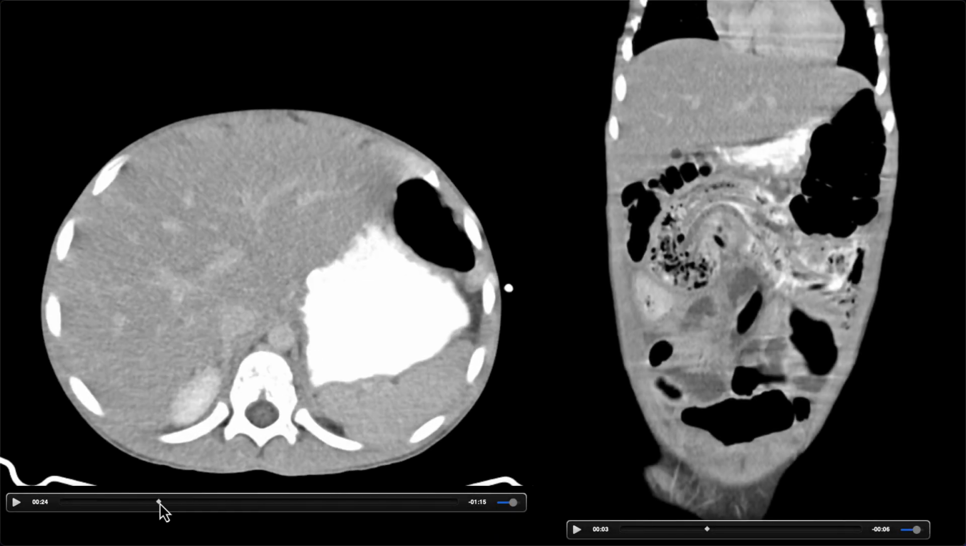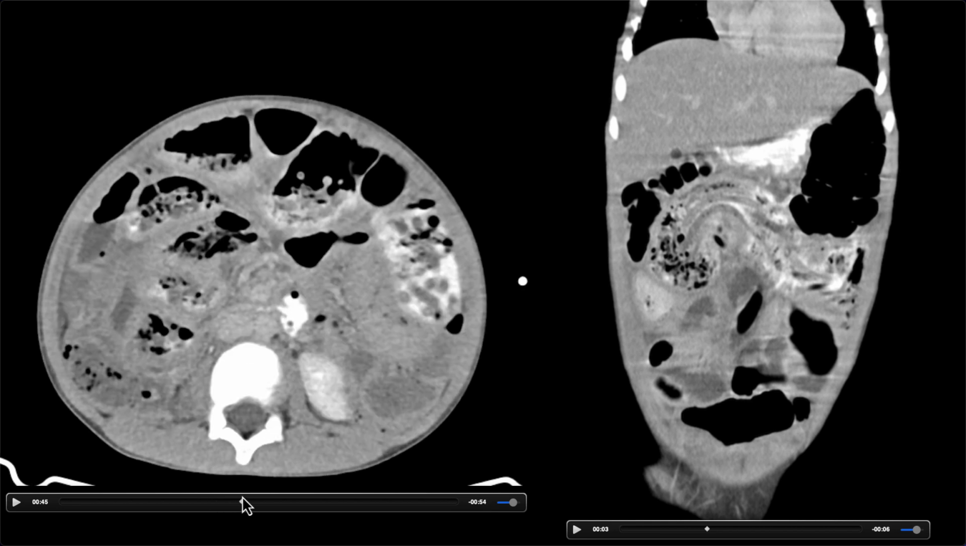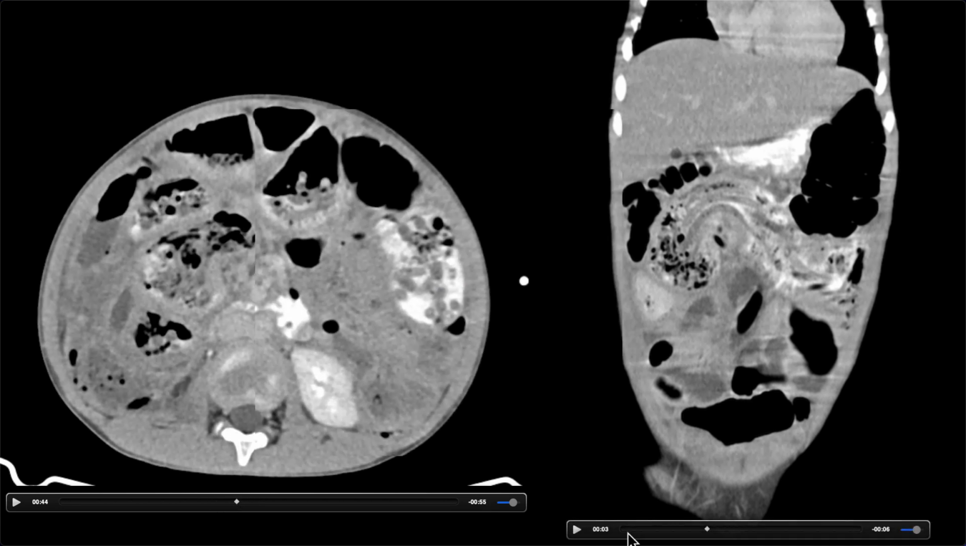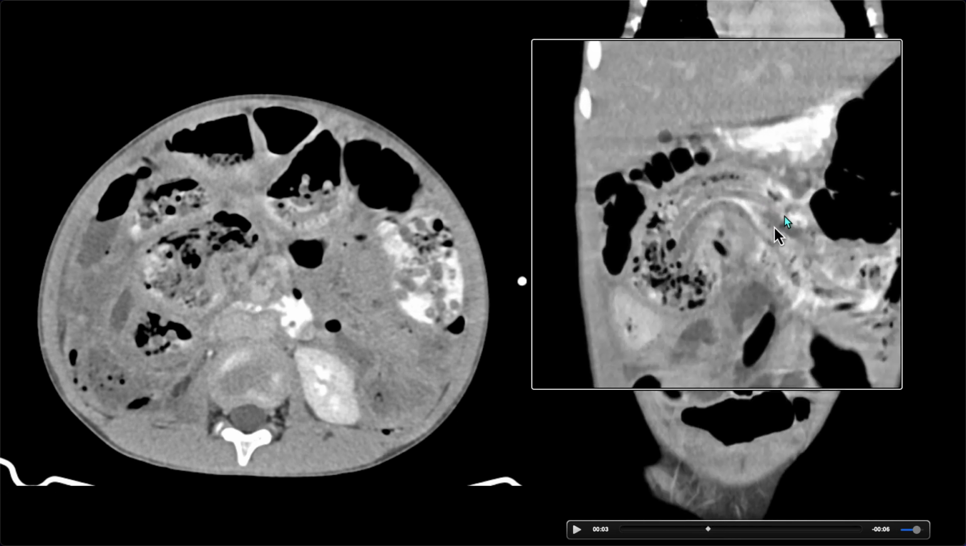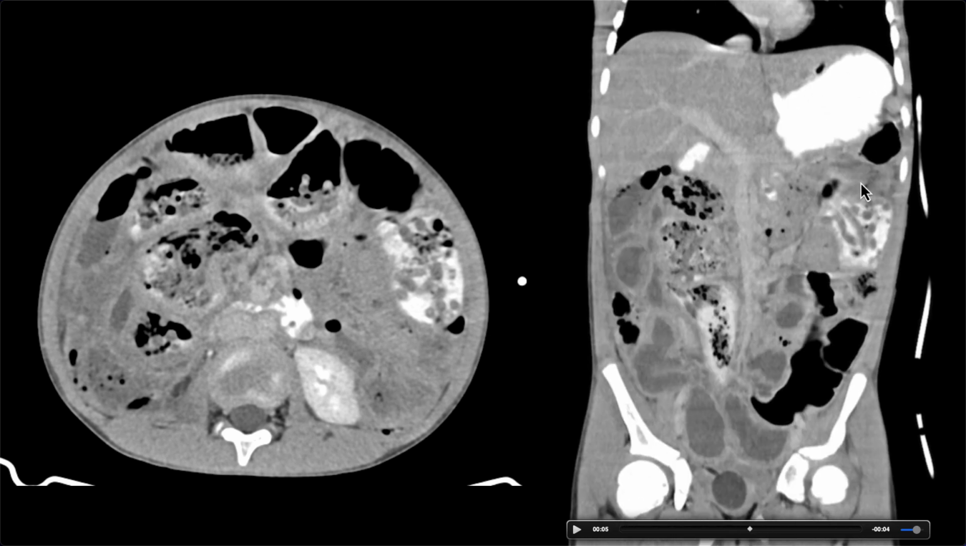This young patient presented with abdominal pain and has findings of bowel wall thickening, ascites, and numerous filling defects within the small bowel with typical appearance of ascariasis. Here we can see several of the larger worms with some motion in the mid-abdomen, as well as that large burden in the left abdomen.